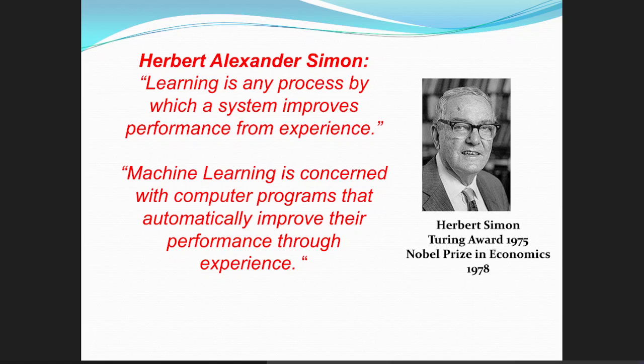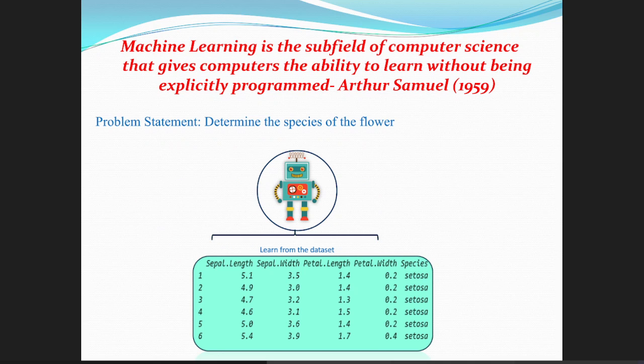Machine learning is concerned with computer programs that automatically improve their performance through experience. So this is how we can correlate the human way of learning with how the machine learns. They are directly proportional to each other, right? This is machine learning, the subfield of computer science with which the computer has the ability to learn without being explicitly programmed.